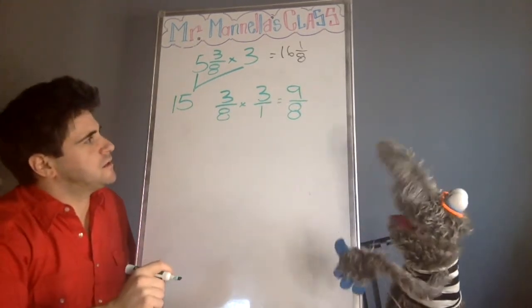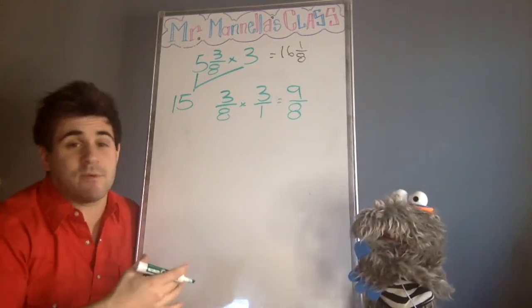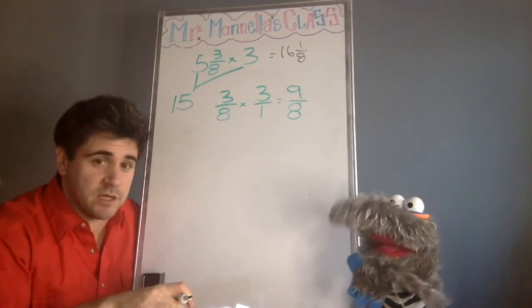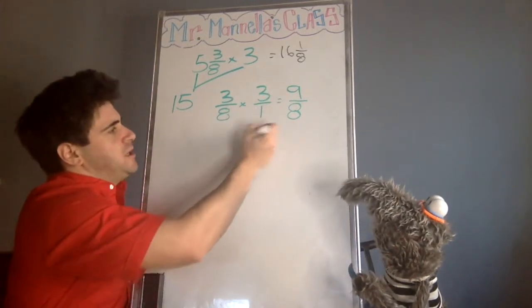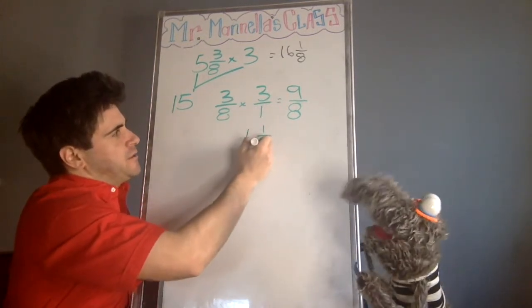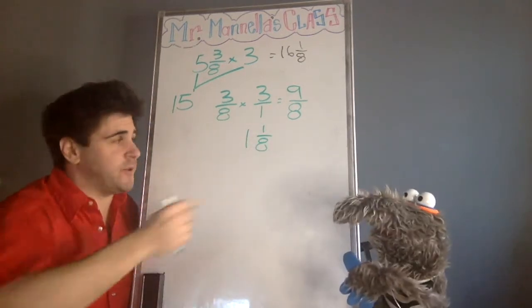I can figure that one out right away, because you know that 8/8 make 1. This is like when we added fractions and we had a little extra left over, and we had to take that one whole out. So this would be 1 and 1/8, because we divided 9 by 8, we got 1, and we had 1 left over.